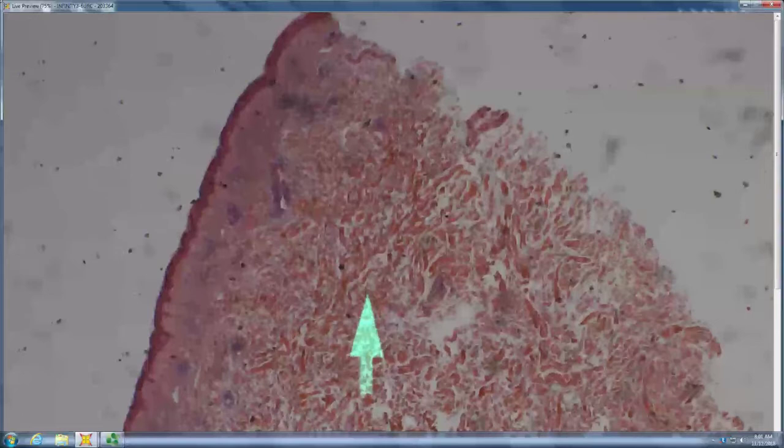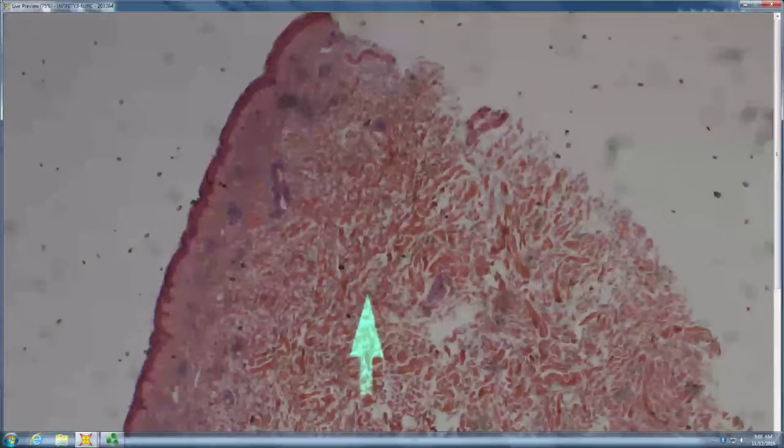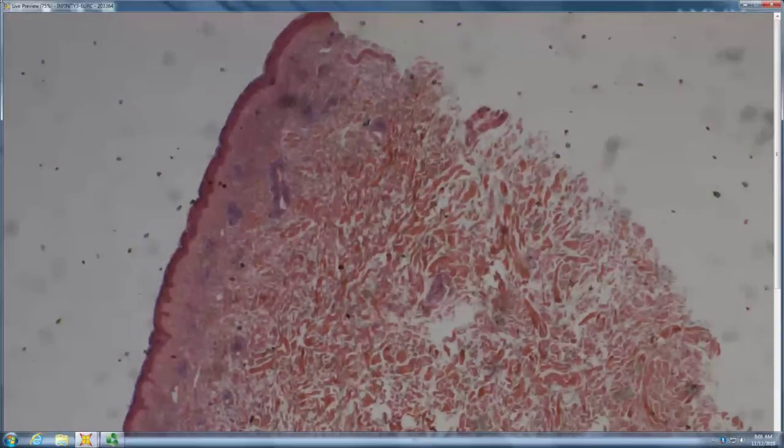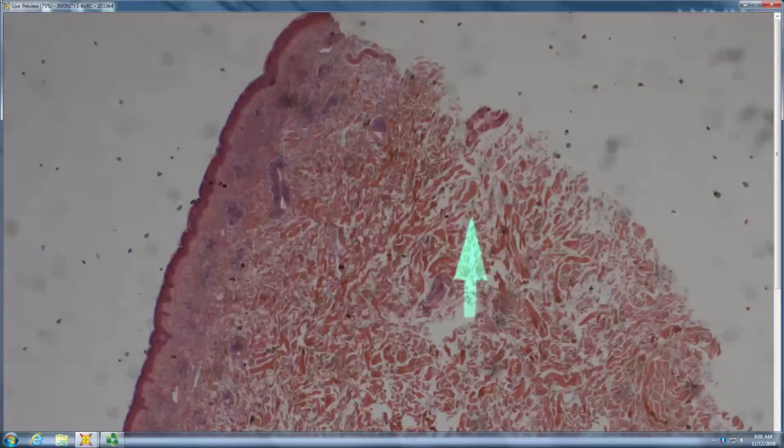So you have inflammation in the papillary dermis, and around the vessels, superficial and deep around the vessels. Why is there so much space between the collagen bundles? Probably mucin deposition. So what do you think?